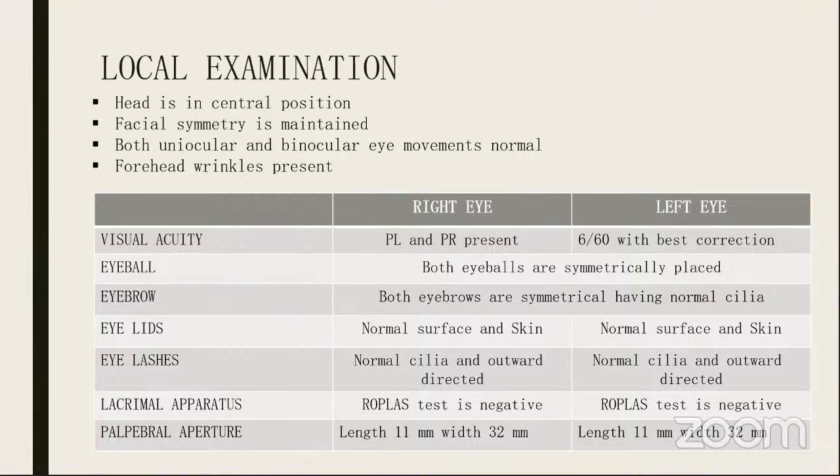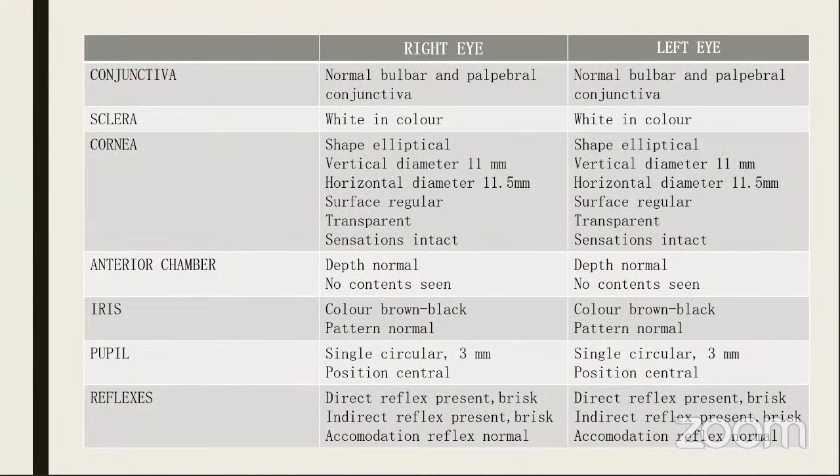Visual acuity in the right eye, perception of light and projection of rays is present. In the left eye, 6/60 with best correction for far vision. Both the eyeballs are symmetrically placed, and lids and the adnexa are normal in both eyes. Palpebral, bulbar, and forniceal conjunctiva of both eyes is normal. Sclera is white in color in both eyes, and the cornea is normal in both eyes with respect to shape, dimensions, surface, transparency, and sensations.